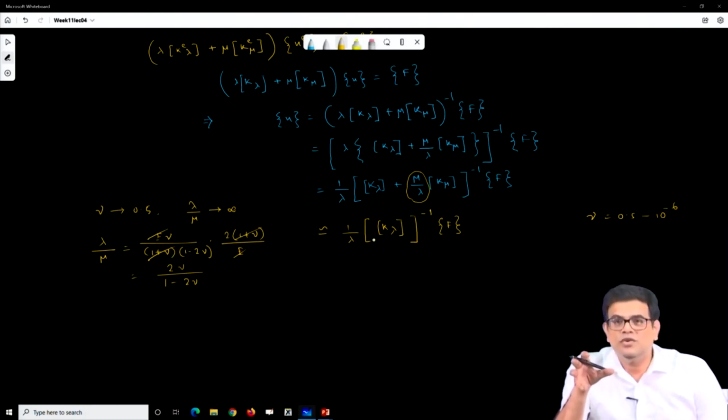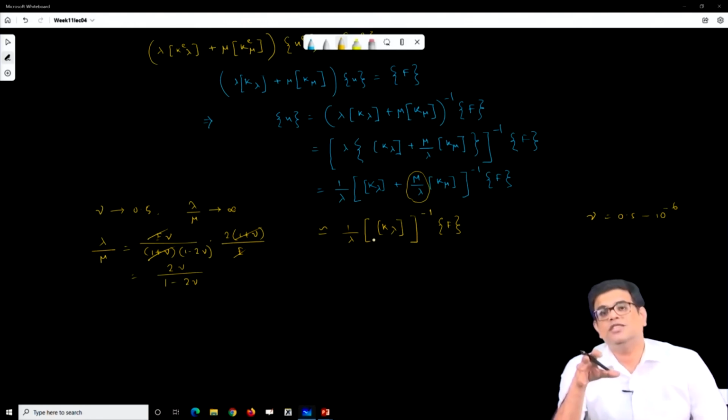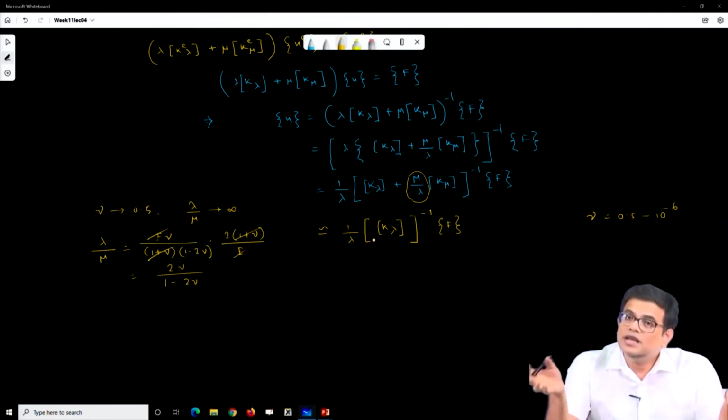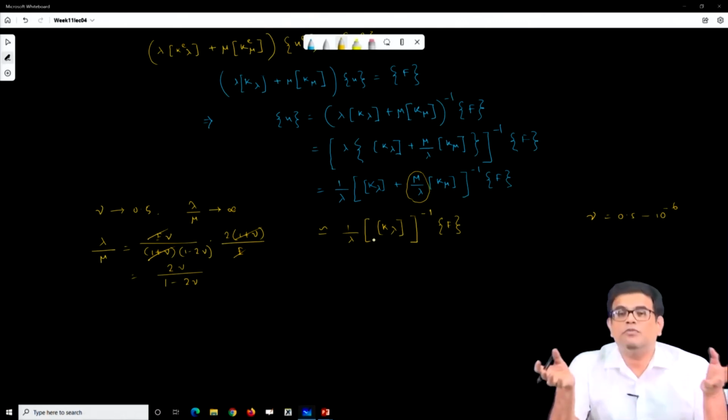Which is not the correct thing, because that means the volumetric deformation will be 0, but the deviatoric component of the deformation will be there and will be present.